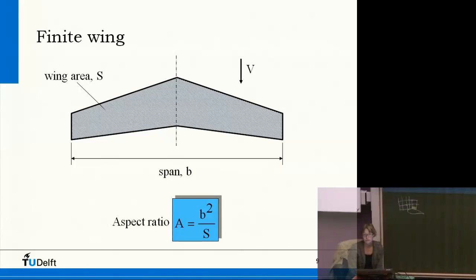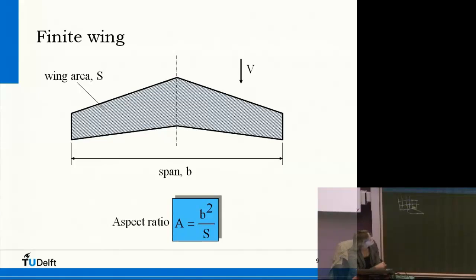Of course, true wings are finite. And how finite are they? Well, the definition is then the wing span. So the span is really the distance from one side point of the wing to the other point of the wing. For this wing, the span is b.